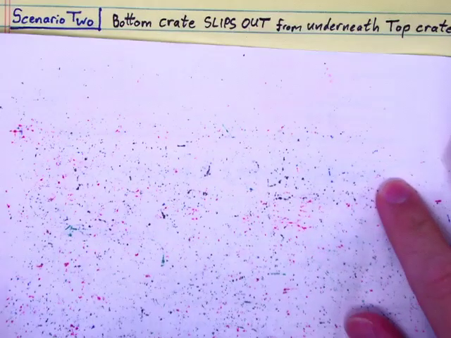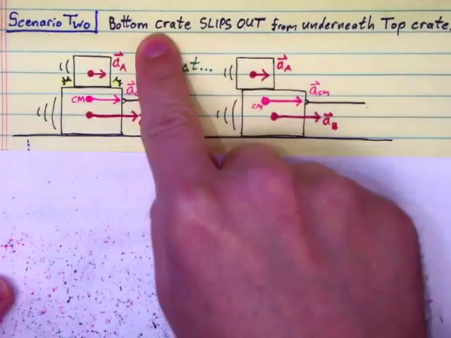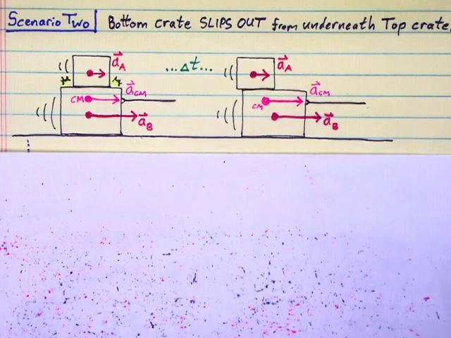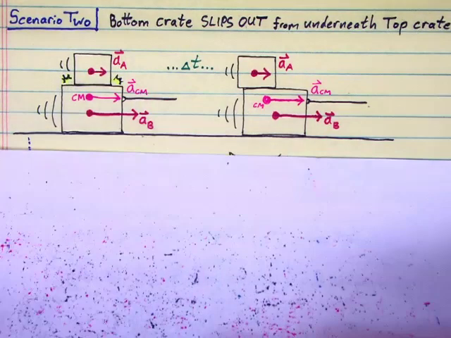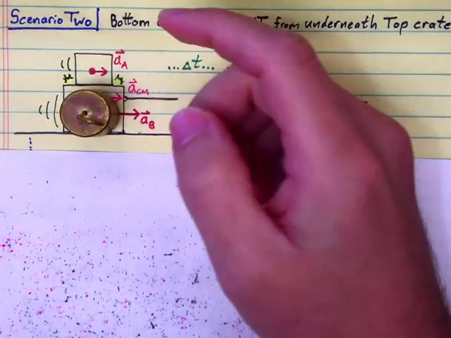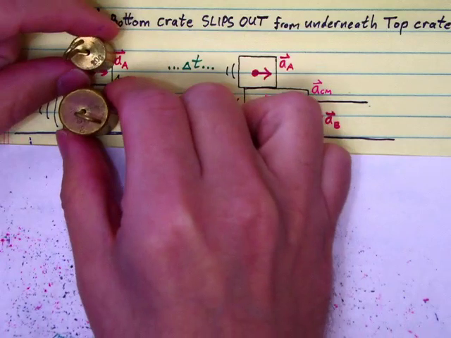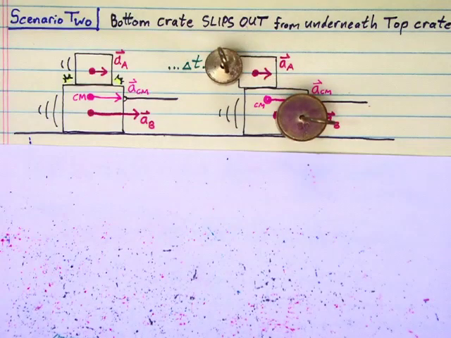What if the gator does indeed pull hard enough that the bottom crate slips out from underneath the top crate? What if he pulls harder than that maximum value of tension, breaking static friction right here, so the two crates start to move no longer as one? If the bottom crate slips out from underneath the top crate, then they're not moving as one anymore.